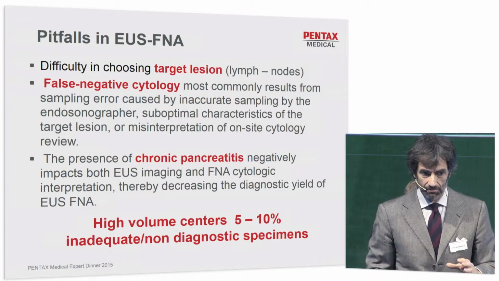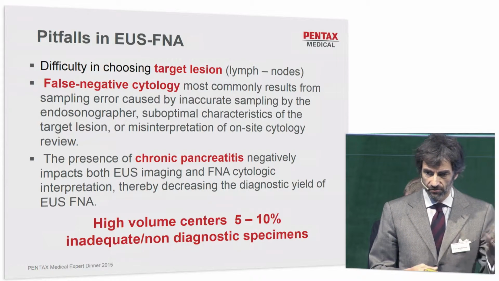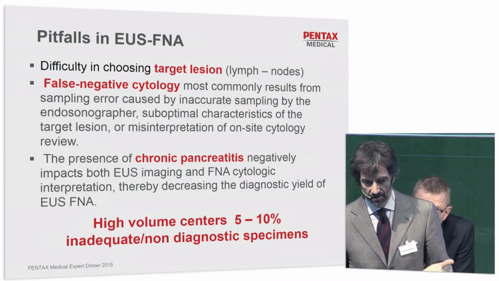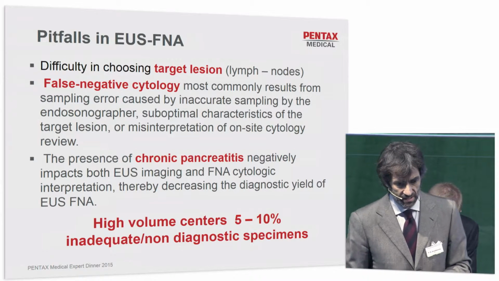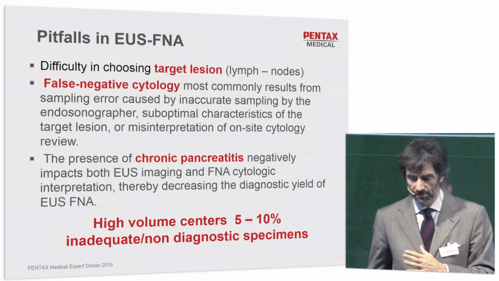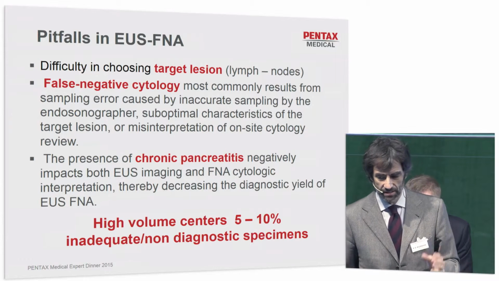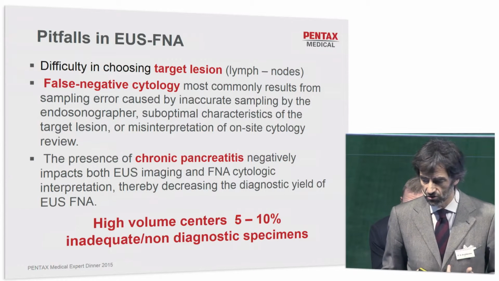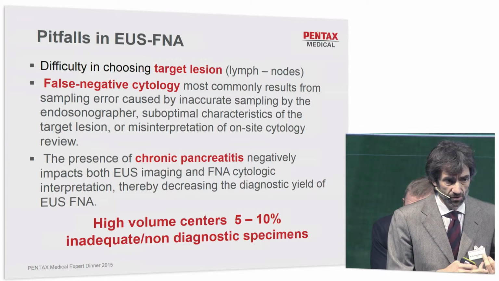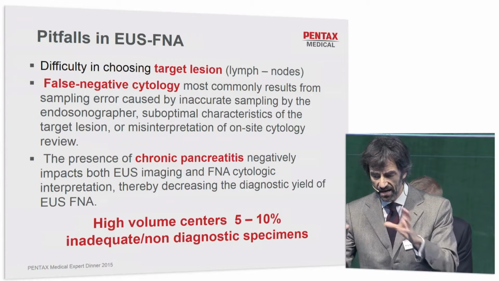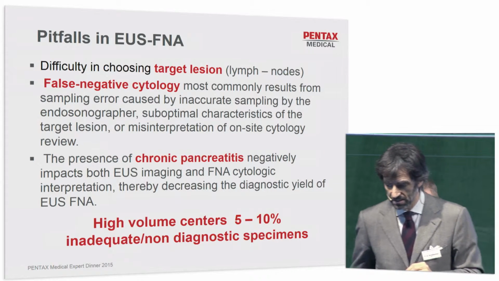team is very important, but unfortunately, until nowadays, even if you have a big team, also in high volume centers, the rate of inadequate or non-diagnostic specimens is nearly 5 to 10%. Why? Because sometimes it's very difficult to choose the target lesion. Sometimes we have false cytology because of collateral problems, and sometimes it's very difficult to depict, in an area of chronic pancreatitis, a focal lesion to target for malignancy.